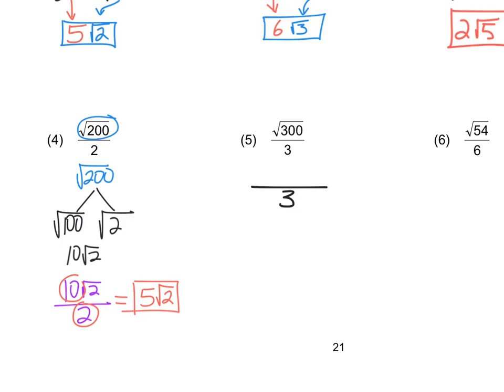So same idea here. I just remember that this and this would have the same structure. So if this were 10 radical 2 related to rad 200, then the other one would be 10 radical 3.